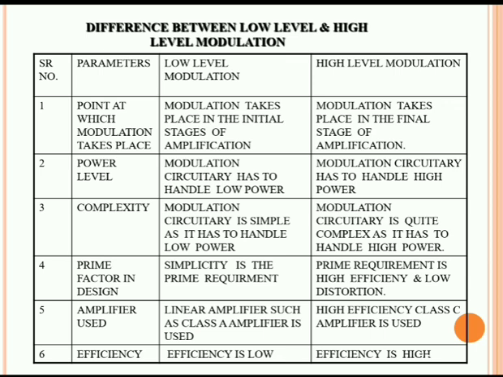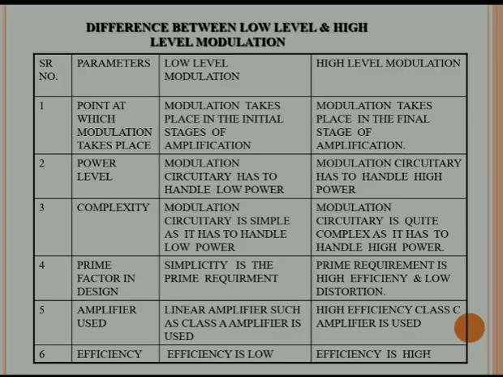The prime factor in design: in the low level modulation, simplicity is the prime factor, that is the requirement. The prime requirement is high efficiency and low distortion in high level modulation. The amplifiers we are using in the low level modulation are linear amplifiers, such as class A amplifier. In the high level modulation, class C amplifiers are used for the purpose of amplifying the power of that particular signal. Efficiency is very low in low level modulation, while efficiency is very high in high level modulation.